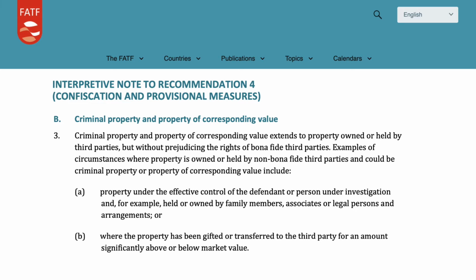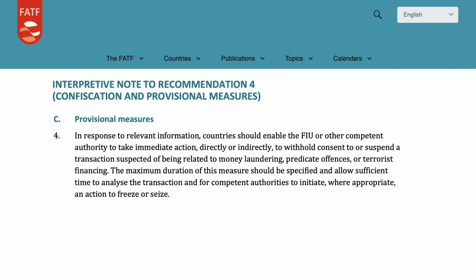Interpretative Note 4 on Provisional Measures argues that countries should empower the Financial Intelligence Unit, or FIU, or other competent authorities to promptly act directly or indirectly upon receiving relevant information to withhold consent to, or suspend, transactions suspected of being linked to money laundering, predicate offenses, or terrorist financing.